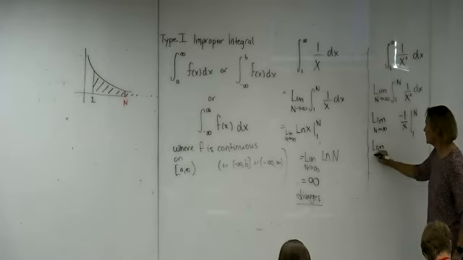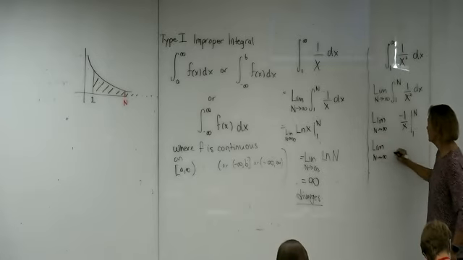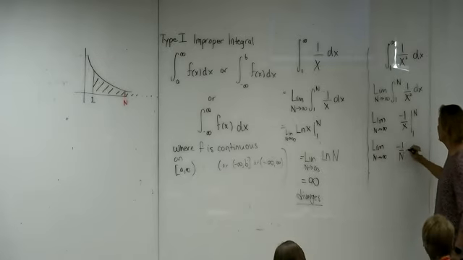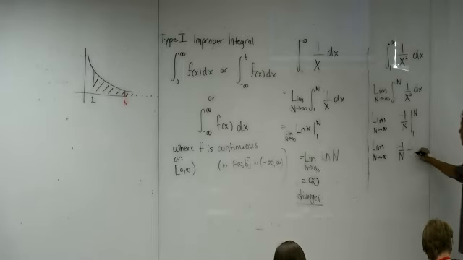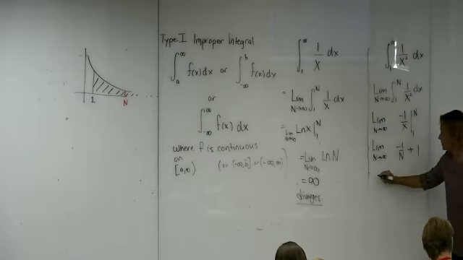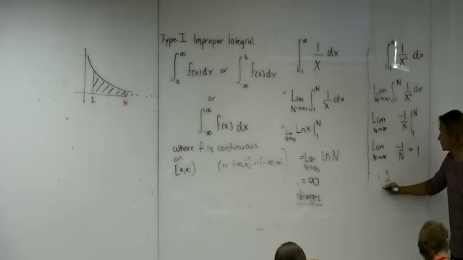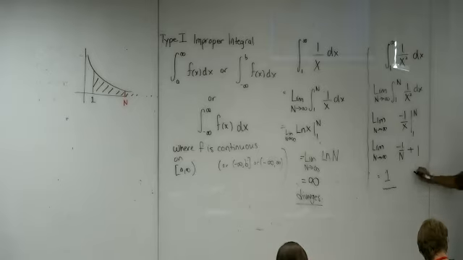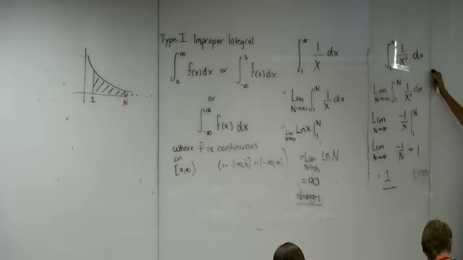Now we look at the limit as n goes to infinity. Negative 1 over n minus negative 1 over 1. So as n goes to infinity, this first fraction goes to 0, doesn't it? So not only does this converge, it converges to 1. The total area under this curve from 1 to infinity is 1 square unit of area.